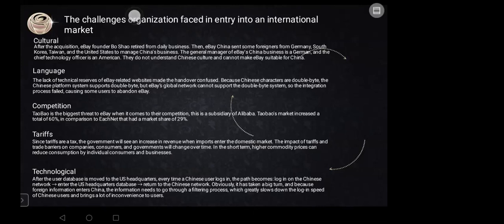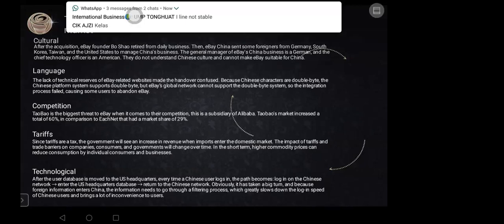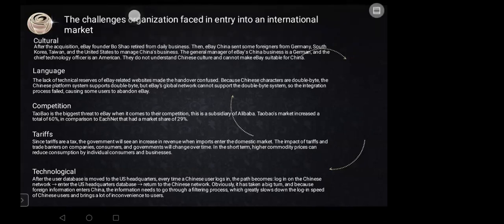All right. So as you can see from these 5 points, there are 5 challenges that they met. First is the culture. They did not understand the Chinese culture, so they could not make eBay suitable for China. Then the language is also the second reason. Because Chinese characters are double byte, and their platforms support different kinds of systems, eBay Global Network could not support such systems. So integration failed, causing users to abandon eBay.